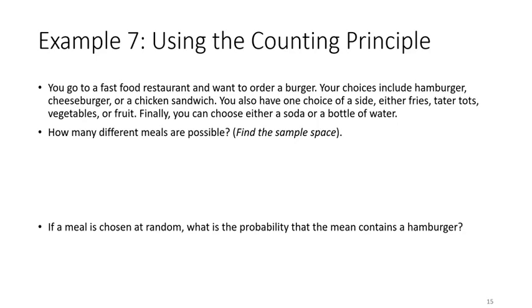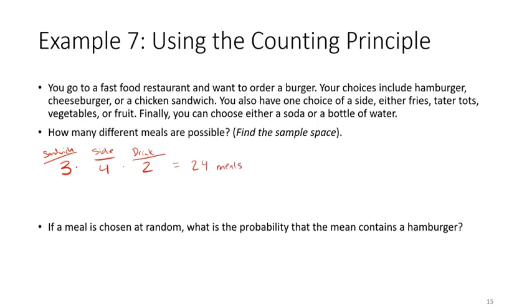So first of all, how many different meals are possible? To determine that, we just need to know how many different options we have at each point where we make a choice. So for our sandwich, there are 3 different options: a hamburger, a cheeseburger, or a chicken sandwich. For our side, there are 4 different options: fries, tater tots, vegetables, or fruit. And then for your drink, there are 2 options: soda or a bottle of water, which means the total number of meals that are possible is going to be 24.